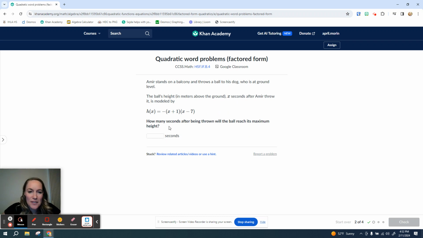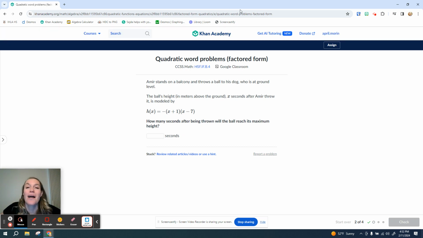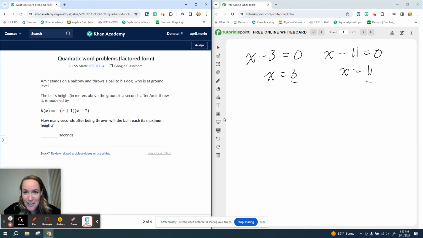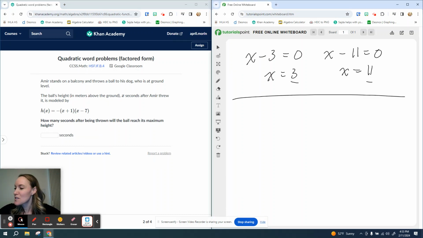Okay, so same thing. So, oh, not the same thing. Let's see what we're looking for. Now I'm going to read because I'm not really sure. The ball's height in meters above the ground, x seconds after being thrown, is modeled by this. Okay. How many seconds after being thrown will the ball reach its maximum height? Okay. So we're looking for maximum height. So this one I can't do in my head. I'm going to use my handy dandy whiteboard here, and I'm going to do it over here. So I do need to find the zeros first.